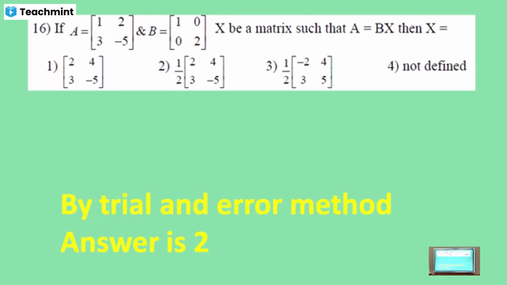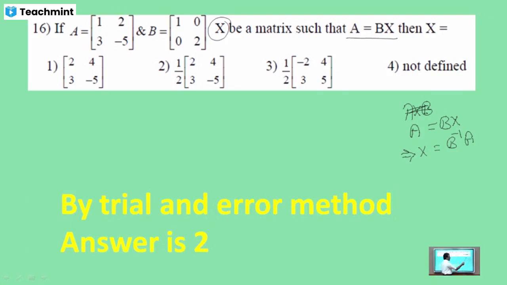A is a matrix, B is also a matrix. XB a matrix such that A into BX equal to X. Then what is X? While solving some of the equations in the matrix method, we have seen that A is equal to BX, A equal to BX implies X equal to what? B inverse A.